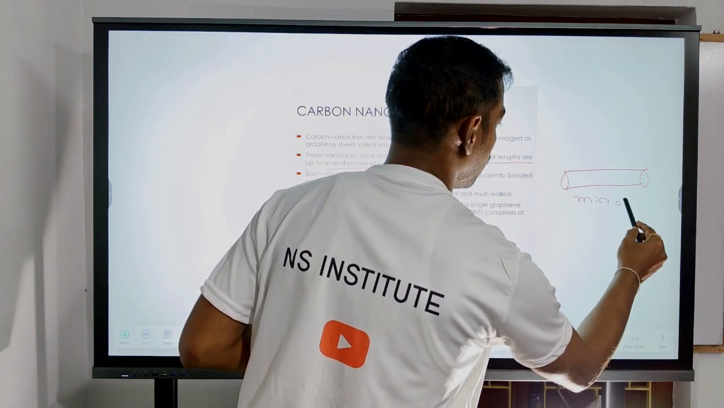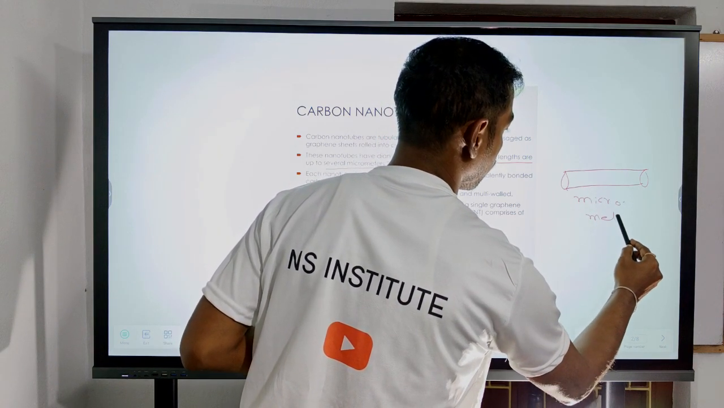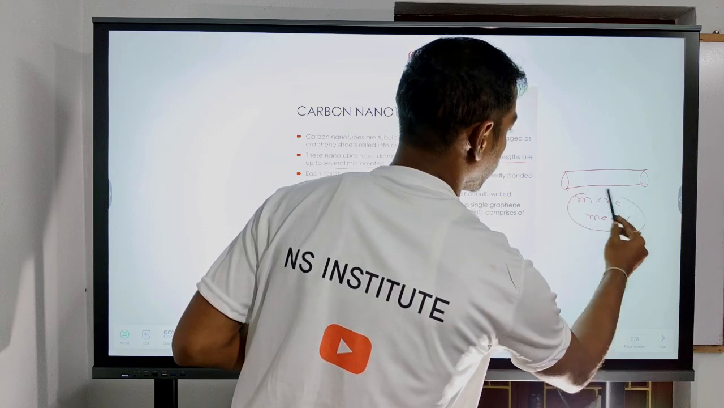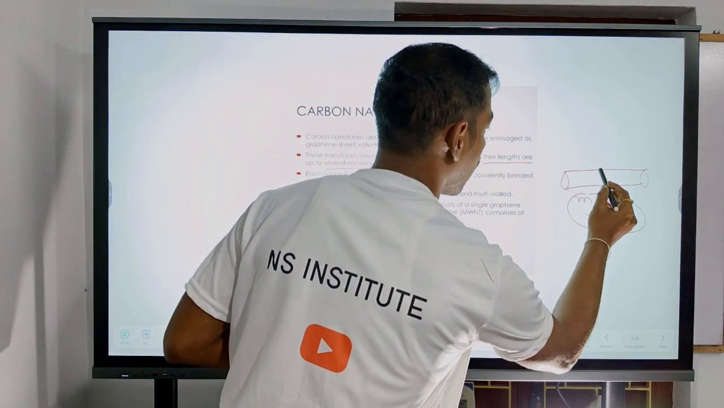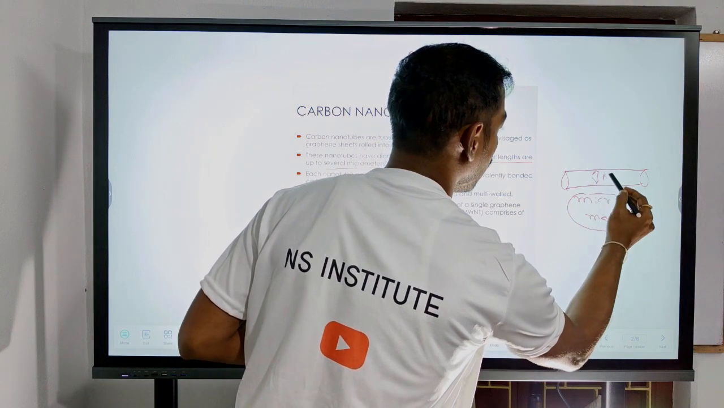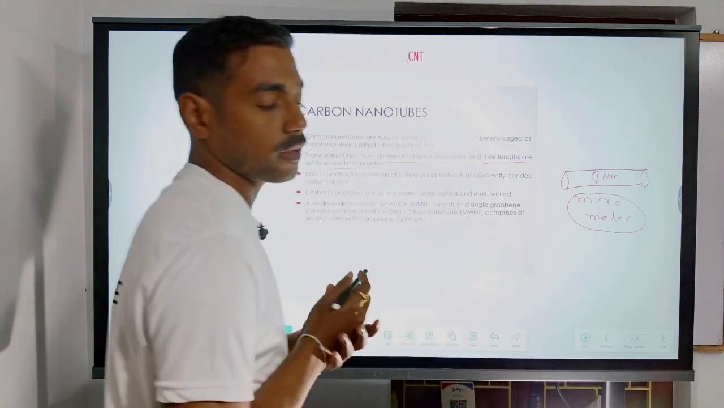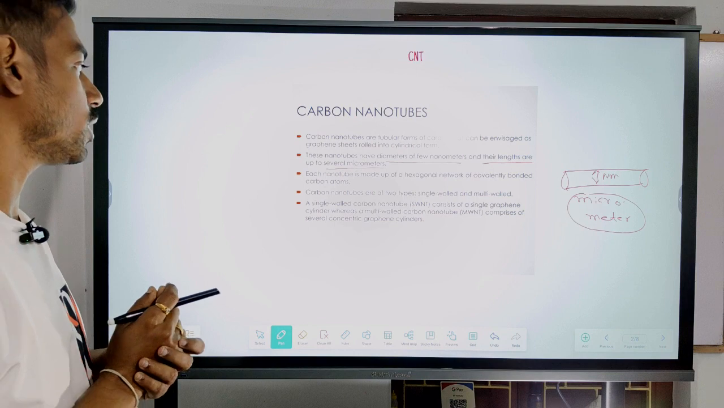This length can be up to several micrometers. Okay, that is the length of this carbon nanotube, but the diameter should be in the nanometer scale.